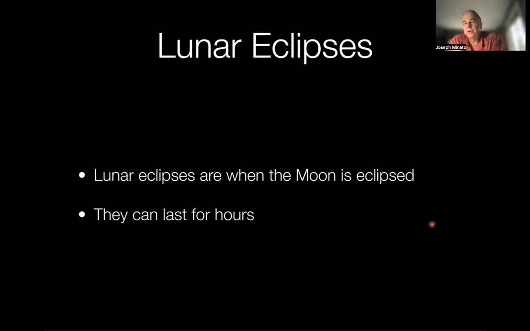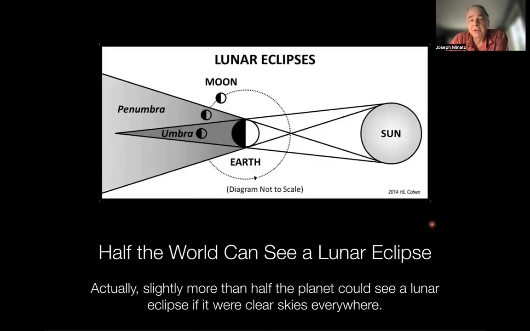All right, so lunar eclipse we've established is when the moon is eclipsed, and they can last for hours. Here's a picture. If we look here, here is the sun off to the right. Here is the Earth, sorry. And over here is the moon. Actually, there are 3 pictures of the moon. Notice that this diagram is not to scale, and that's common with astronomical diagrams because space is so huge that you can't really draw things to scale.